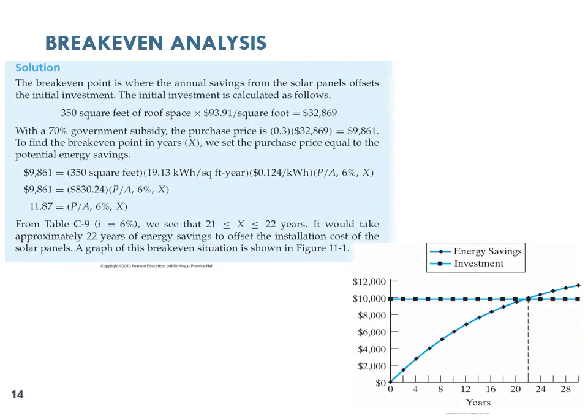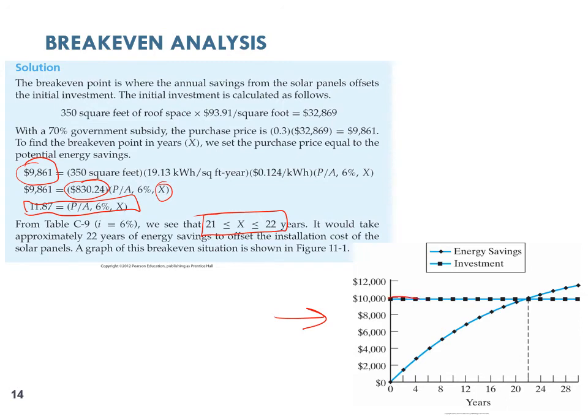So this is the solution actually. This is the total 30% of the total cost, and this is the annual savings, and this x is the number of periods. When you solve this equation with respect to n, you can use trial and error here. You will see that the number of periods is between 21 to 22 years. And this is the graph.